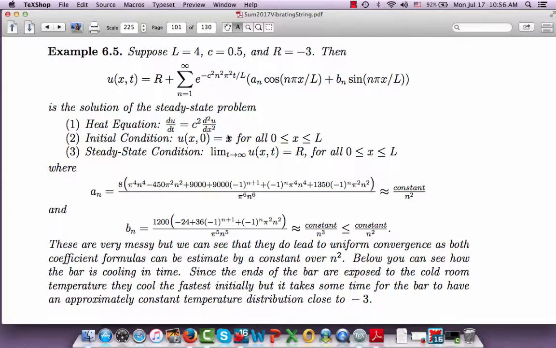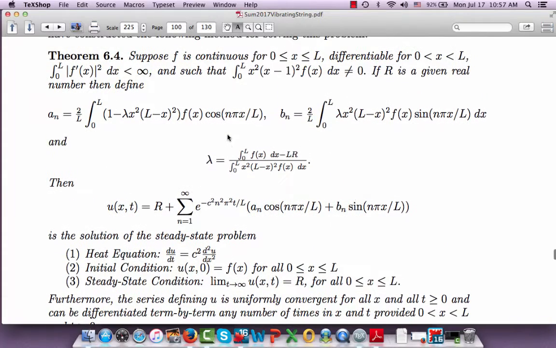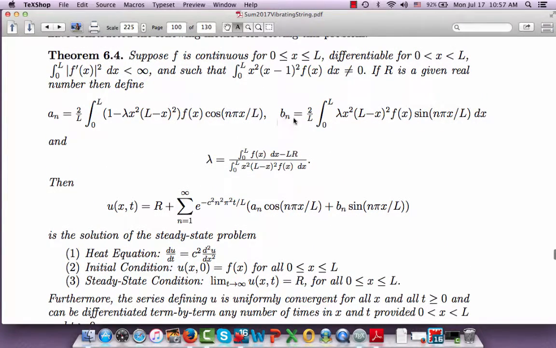So again, let's go back to the summary in the theorem that summarizes all this information for this case. Remember our assumptions where f is continuous and differentiable for x between 0 and L, and it has a square integrable derivative. Those are just the theoretical and realistic assumptions that will make sure that the series we have for our solution U will actually converge uniformly.